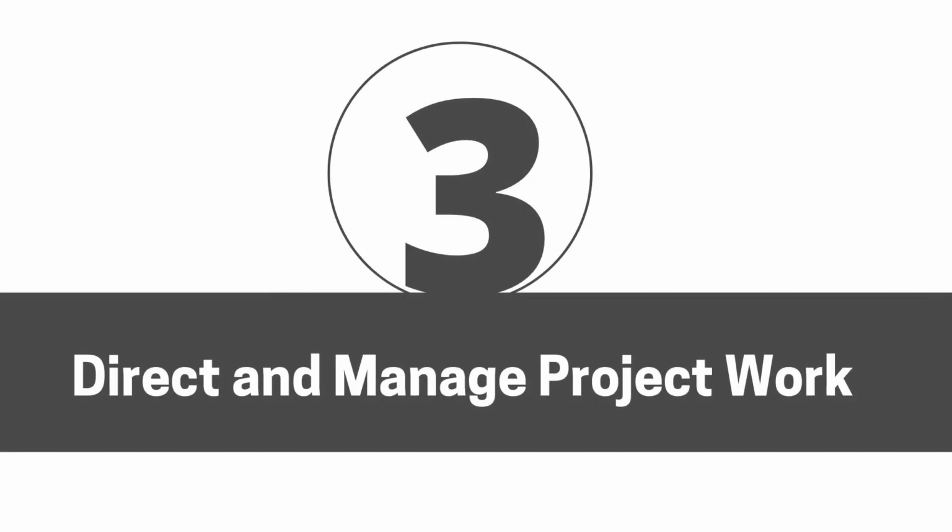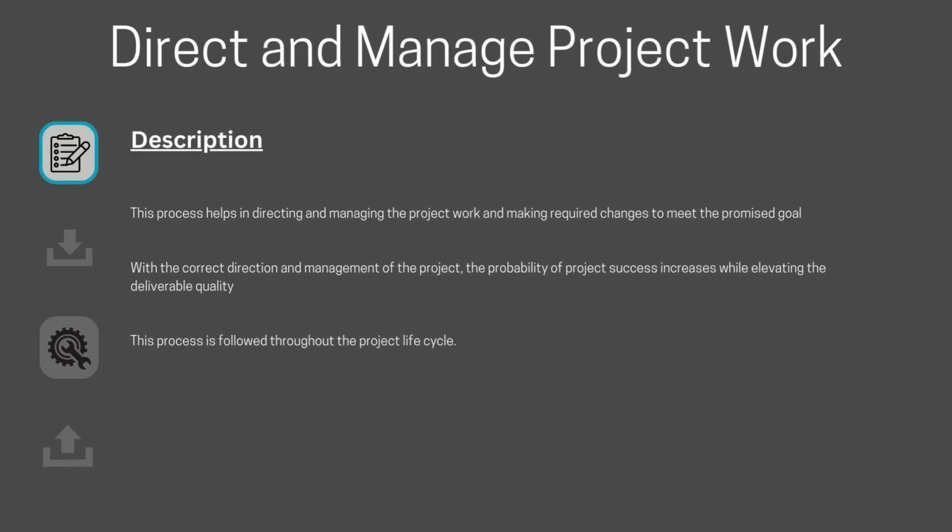The next process is to direct and manage the project work. This falls under the executing process group within the integration management knowledge area. In this process, the project manager provides direction and manages the work being carried out by the project team. Although the project manager does not perform the work themselves, they oversee the entire project, ensuring that it is executed according to plan. The process helps in directing the project work and making necessary changes to meet the project's goals.